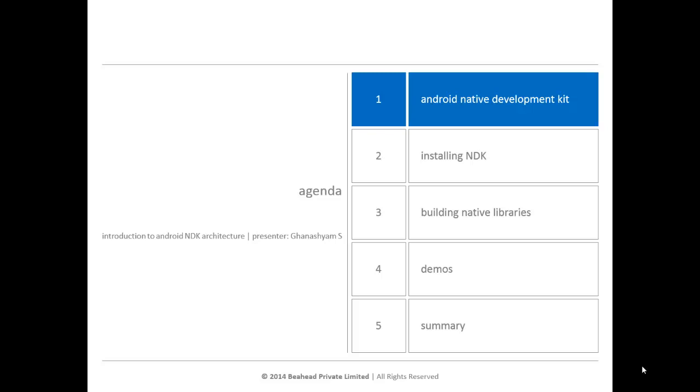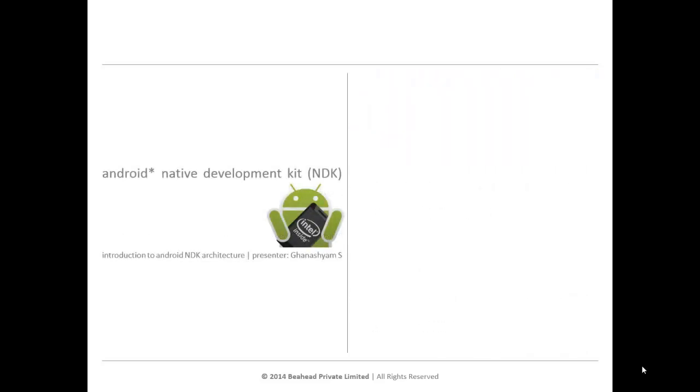So, Android Native Development Kit, or NDK. It is a set of build scripts or toolkit which is required to incorporate native code in Android apps. The Android apps, that is the Java code, will call these native codes via JNI. JNI is Java Native Interface.